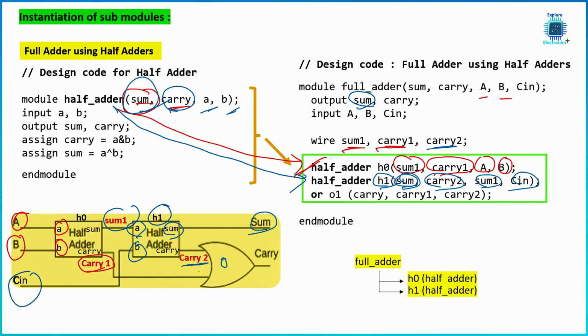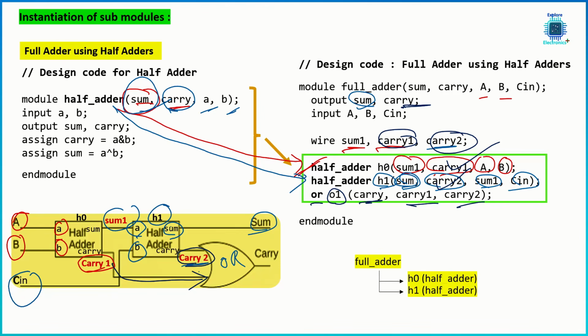Then comes one OR gate over here. This OR gate is required. So for the OR gate, what we need to do? Carry 2 is one input. This carry 1 is another input. So OR, O1 is the instance name. Carry will be the output. Directly we can take this, and carry 1, carry 2 are the internal signals which are generated by this half adder and this half adder.